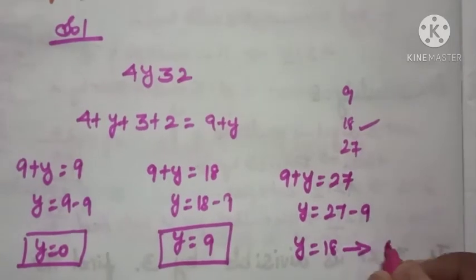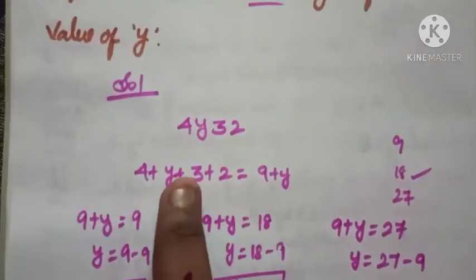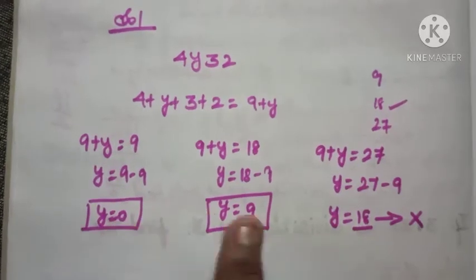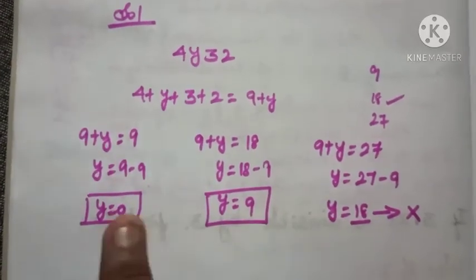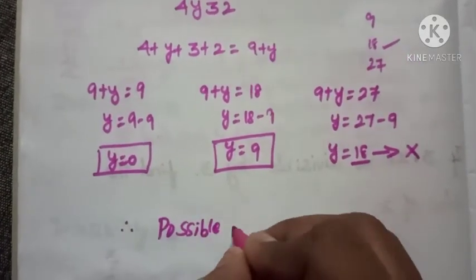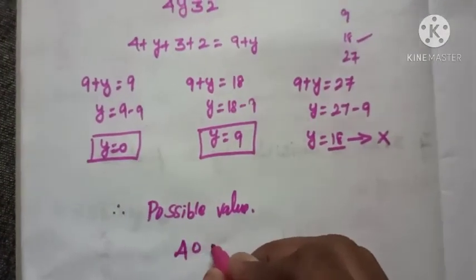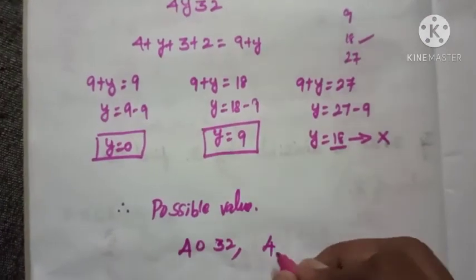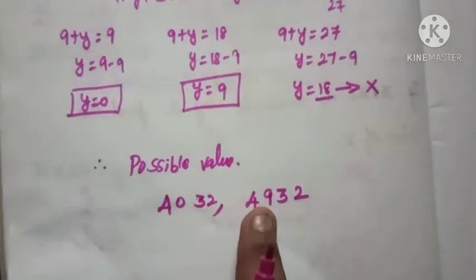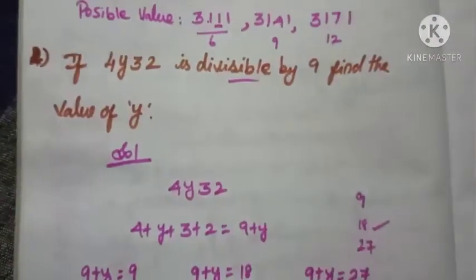So it is not satisfied because we can't substitute this two digit number instead of y. Okay, we need only a single digit number. So the possible value of y is 0 or 9. Therefore, the possible numbers may be 4032 or 4932. So these are the possible 4-digit numbers divisible by 9.